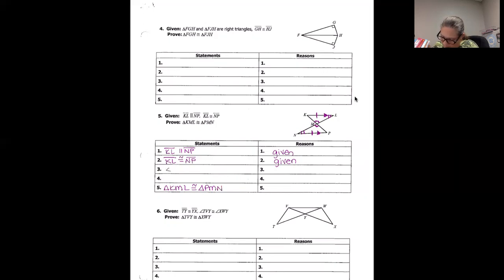So we know that angle L is congruent to angle N because they are alternate interior angles. If you want to use the angle symbol, you can. And then angle NMP is congruent to angle LMK because they are vertical angles. So it looks like we are having two triangles congruent by angle, angle, side.